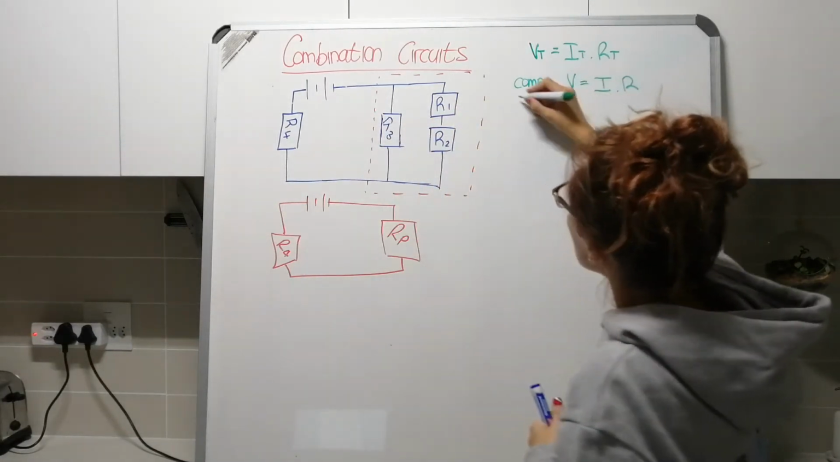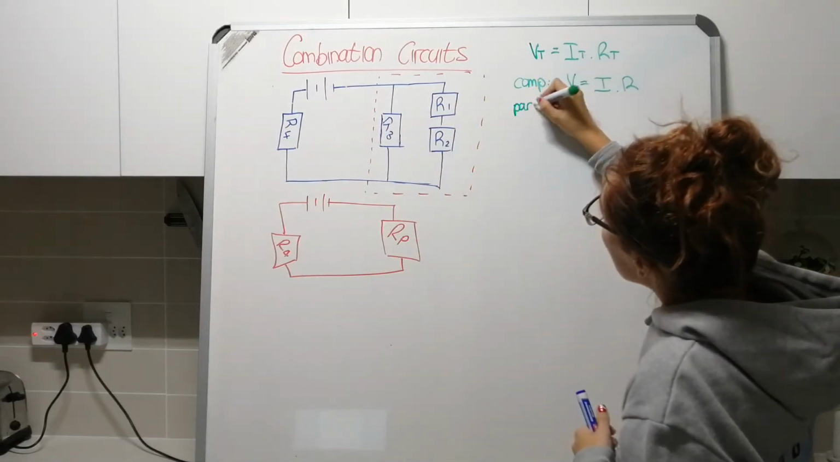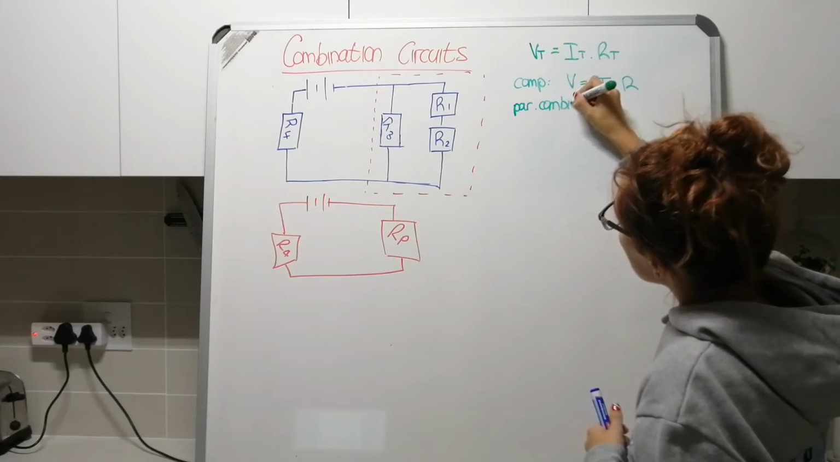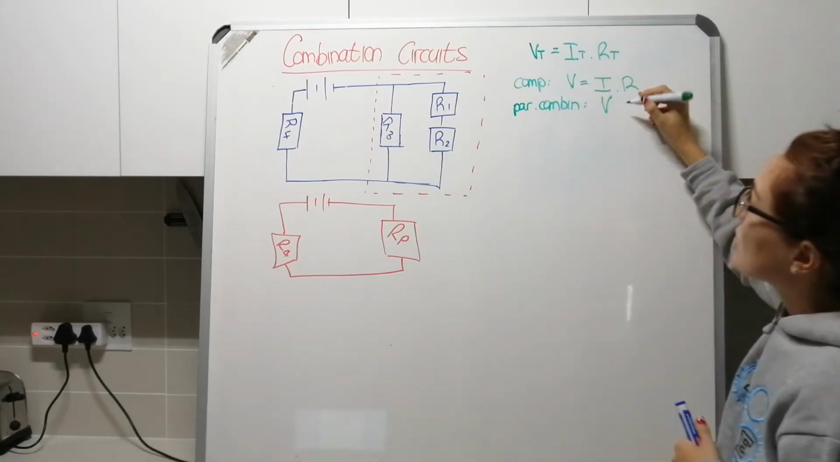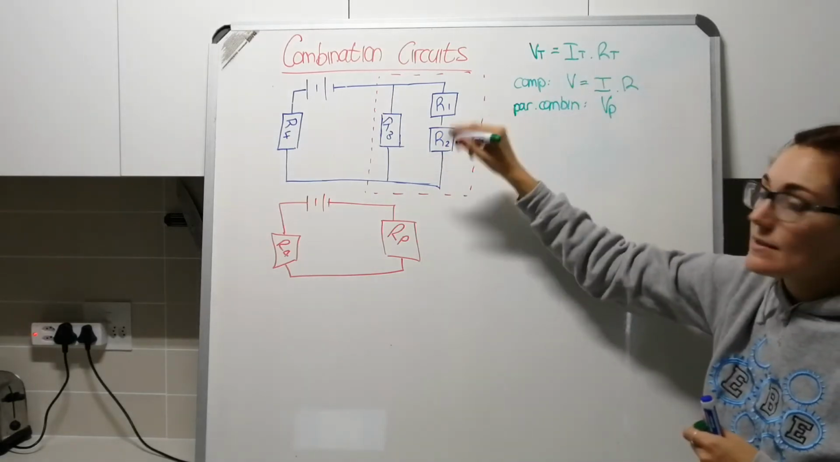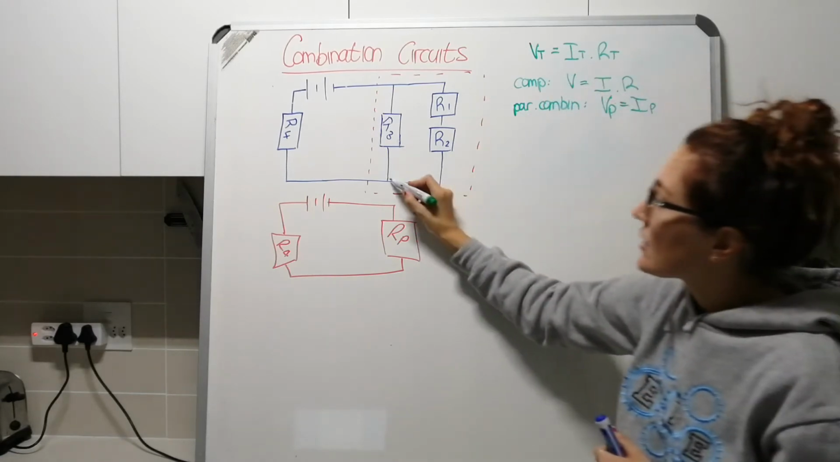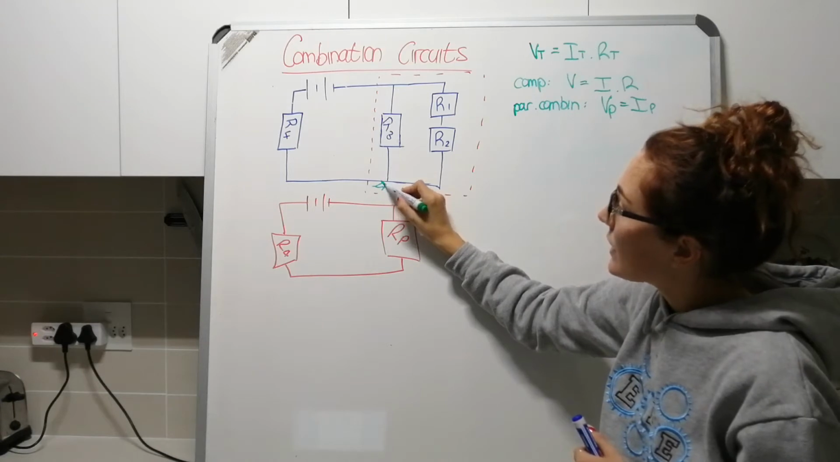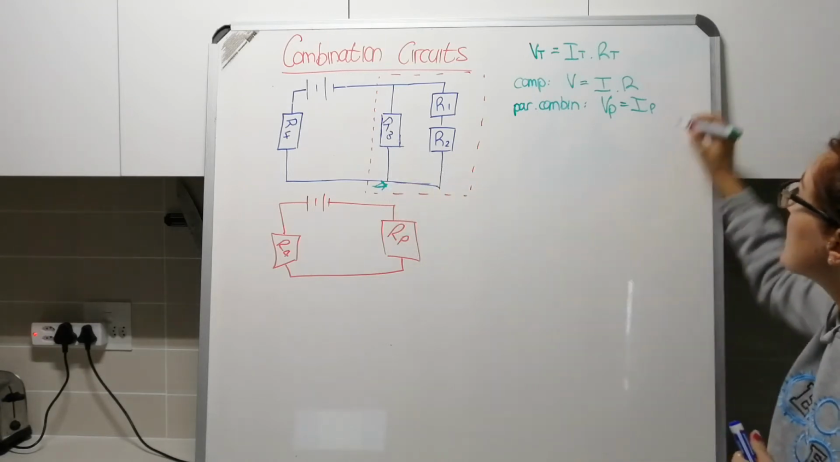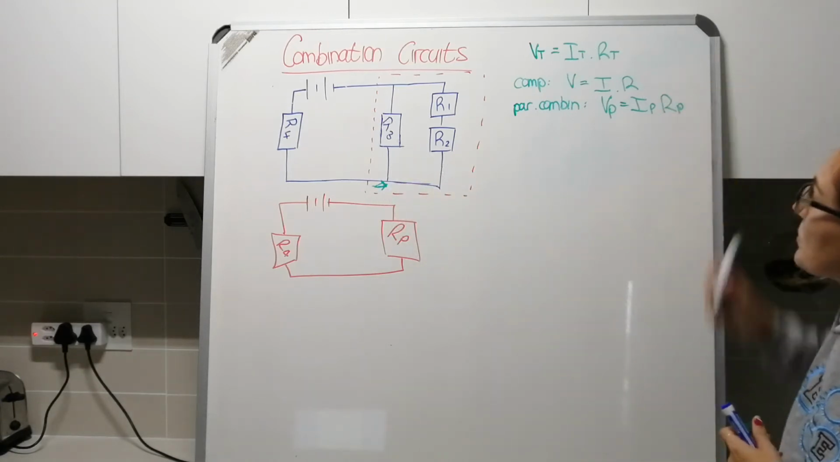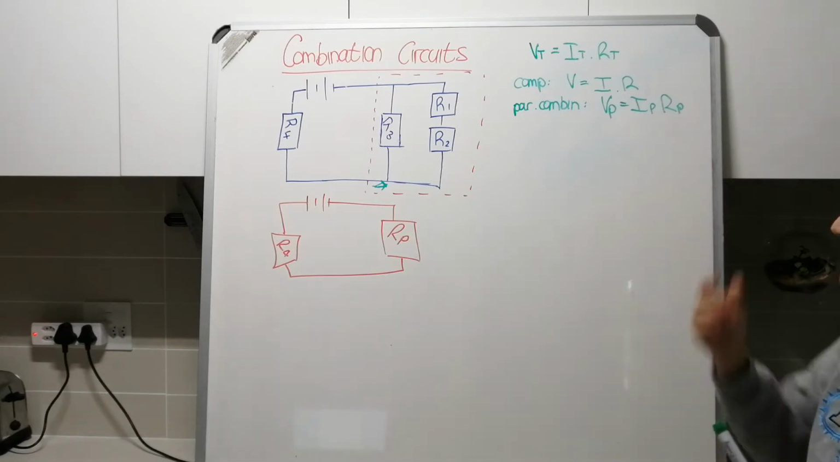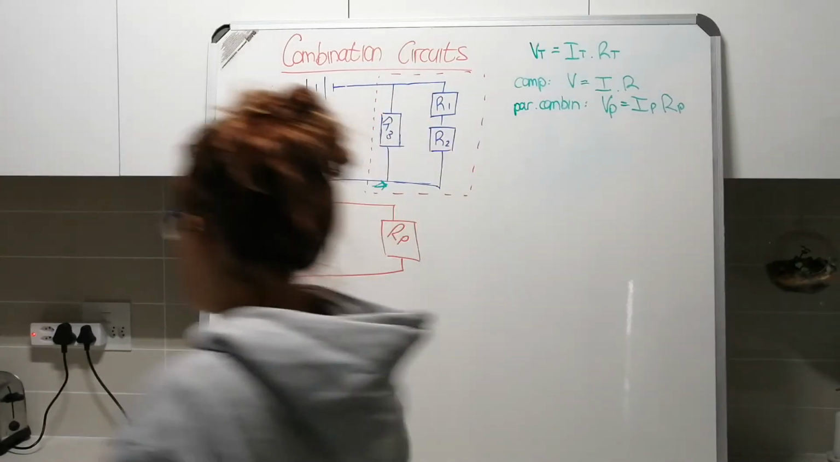So we can also apply Ohm's law across the parallel combination. We can say the potential difference of this whole parallel section equals the current entering the parallel section, so the current coming in over here before it splits, multiplied by the total parallel resistance. So that's Ohm's law.